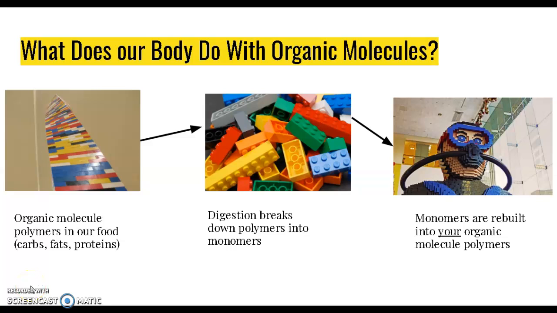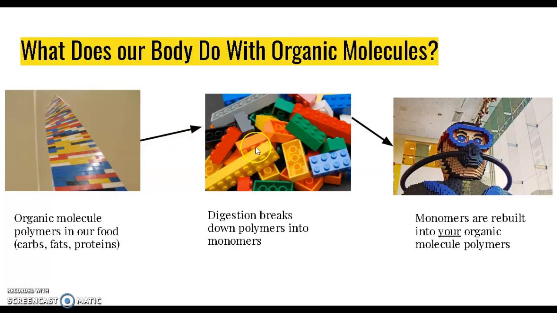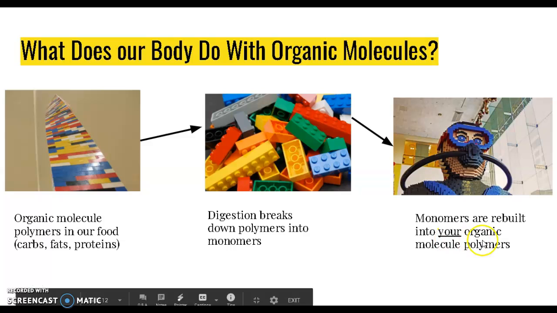Hello, everybody. Today we are going to talk about the details of the structure and functions of the different organic molecules. So on Wednesday, you learned that organic molecules, polymers of carbohydrates, fats, and proteins are found in our food, and they are made of many of these smaller building block molecules called monomers. When you eat your food, what your body does is break them down into their individual building block monomers, and then your body puts them back together in different ways to build your organic molecule polymers.